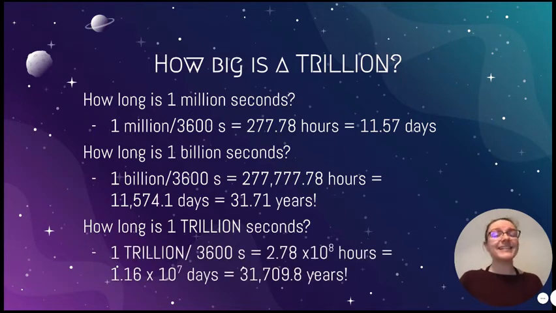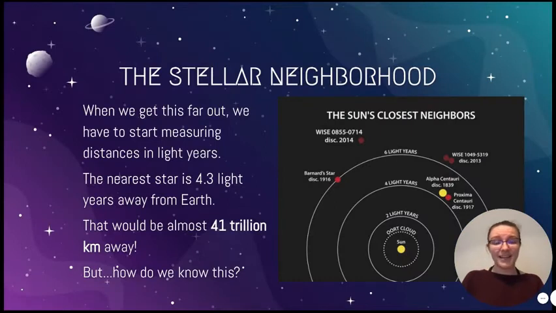A trillion seconds is going to be 1,000 times bigger than a billion seconds. So a trillion seconds is 31,000 years. So a trillion is a big number, and we're talking about 9 trillion miles or kilometers away. 31,900 years for a trillion seconds, and we were looking at trillions of miles away. So things are really far.